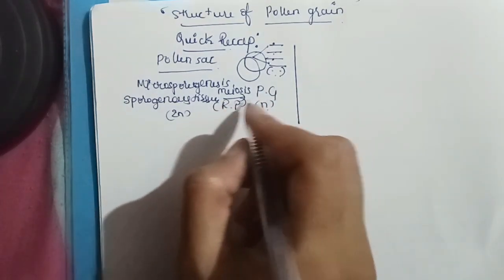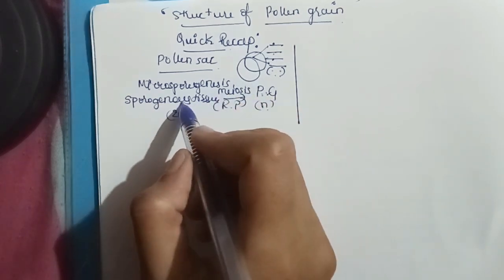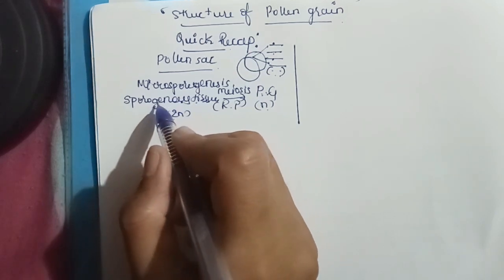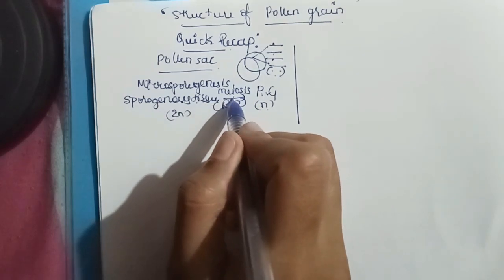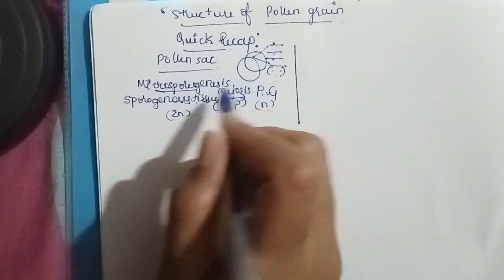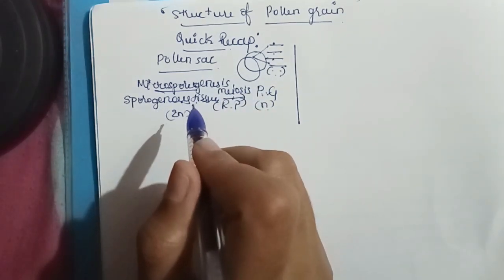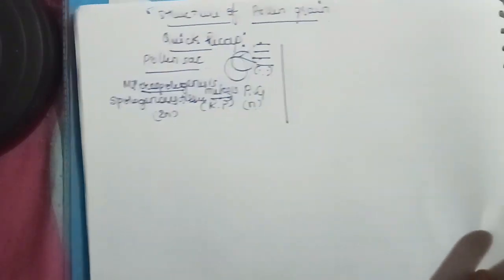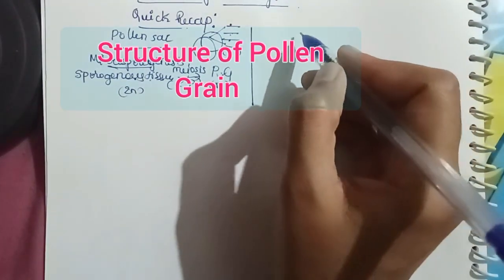So this process of formation of pollen grains or microspores from the microspore mother cells, or we can call them sporogenous tissue, by undergoing meiosis is called microsporogenesis. This process we have discussed in detail in the previous video. In the present video we are going to discuss the structure of a pollen grain, and how the pollen grain structure is present.